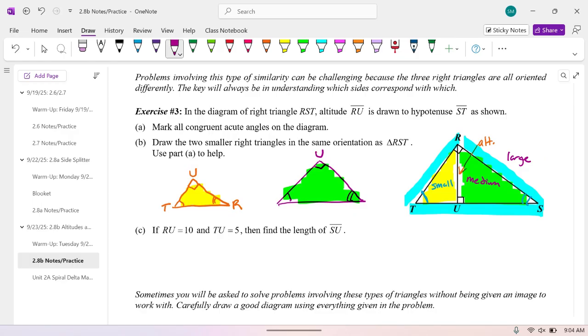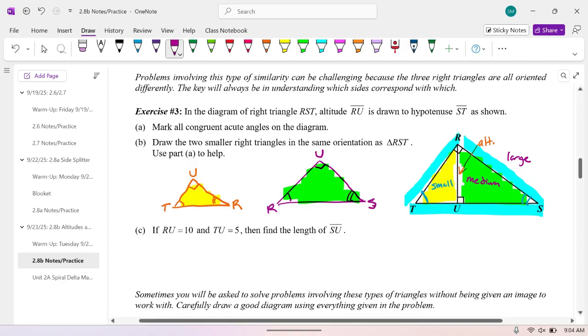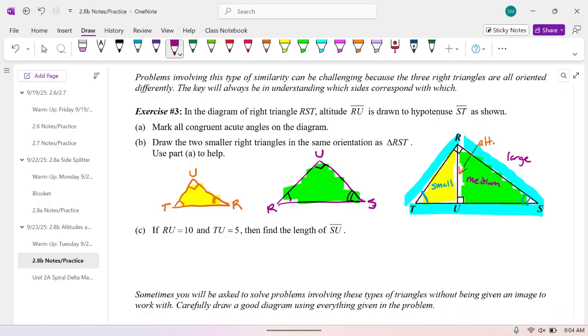What about the 1 tick angle? What's the 1 tick angle letter on the green triangle? It would have to be R, because S over here is already the 2 tick. So these would be my 3 triangles if I broke them apart.